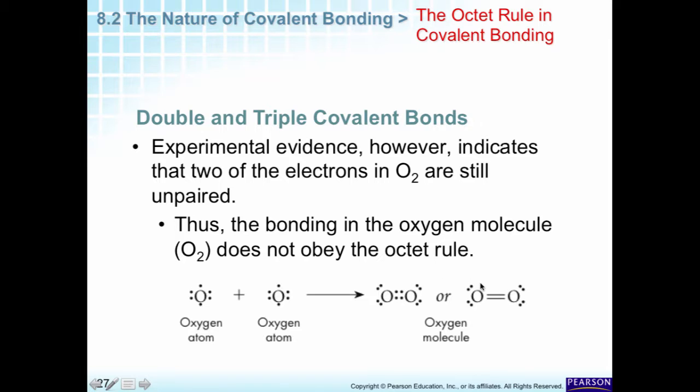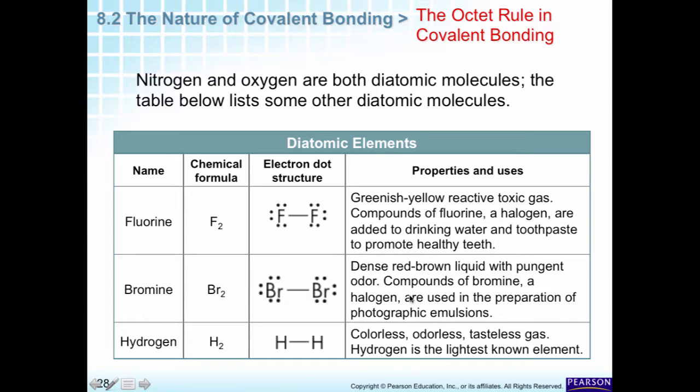So we have the same number of electrons as we started with. We have 6 and 6 is 12. 1, 2, 3, 4, 5, 6, 7, 8, 9, 10, 11, 12. So we have to have the same number of electrons we started with in our product, all right? And still obey the octet rule, and making double or triple bonds allows us to do that.